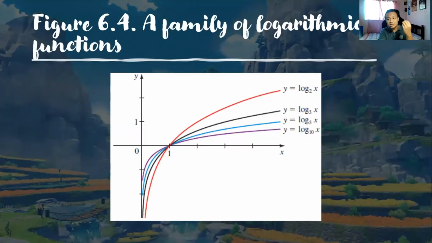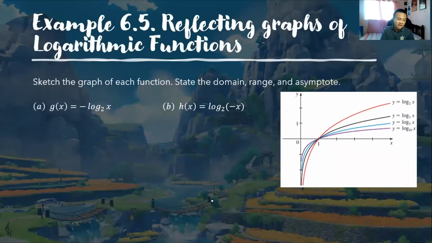You can start with this, but I highly recommend that you construct a table of values so that your values will be accurate, and then your graph will also be accurate. Let's move on to the next. Sketch the graph of each function and then state the domain, range, and asymptote. So we have negative logarithm of x to the base 2.